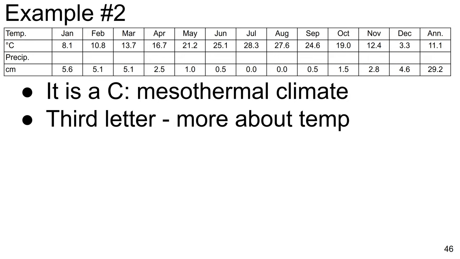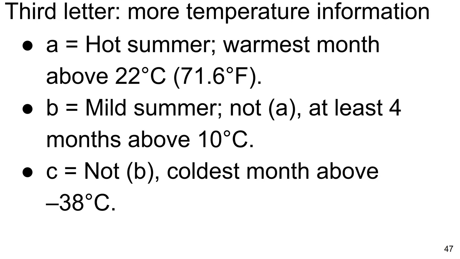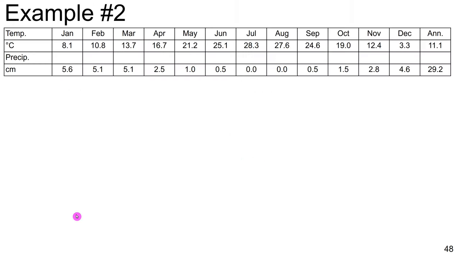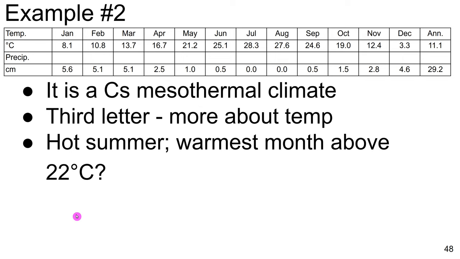So the third letter then tells us more about temperature. Is it an A, B, or C? Is the warmest month over 22? Is the warmest summer month colder than 22, but you have 4 months over 10 Celsius? Or do you not even have 4 months over 10 Celsius, but the coldest month is still above negative 38? So warmest month above, yeah. If it's above 22 at all, 22.0001, congratulations, it's a hot summer.